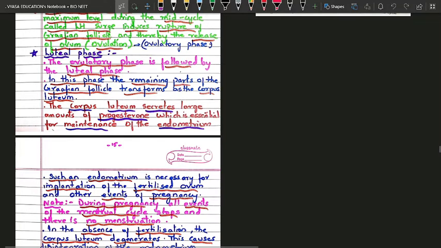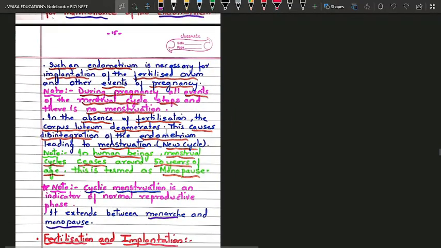There is a note here. During pregnancy, all events of the menstrual cycle stop and there is no menstruation. Isn't it? We have seen it. Pregnancy ಇದ್ರೆ, menstruation ಇರಲ್ಲ. Menstruation ಆಯಿತು, pregnancy ಇಲ್ಲ ಅಷ್ಟೇ. But missed menstruation is not always pregnancy. That also we have seen.